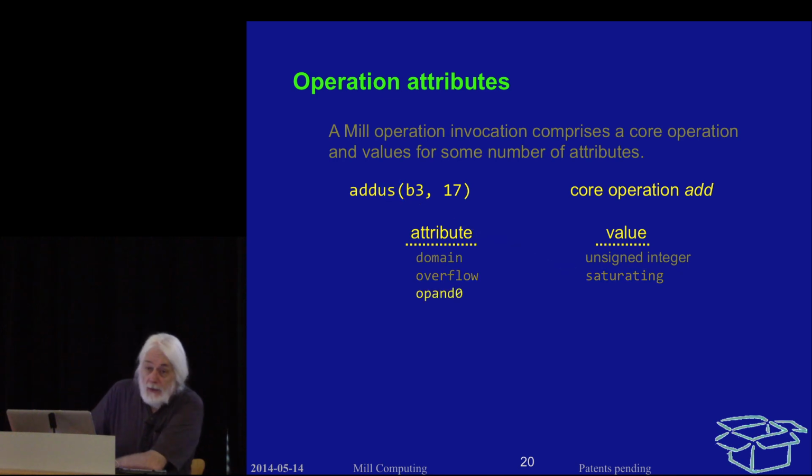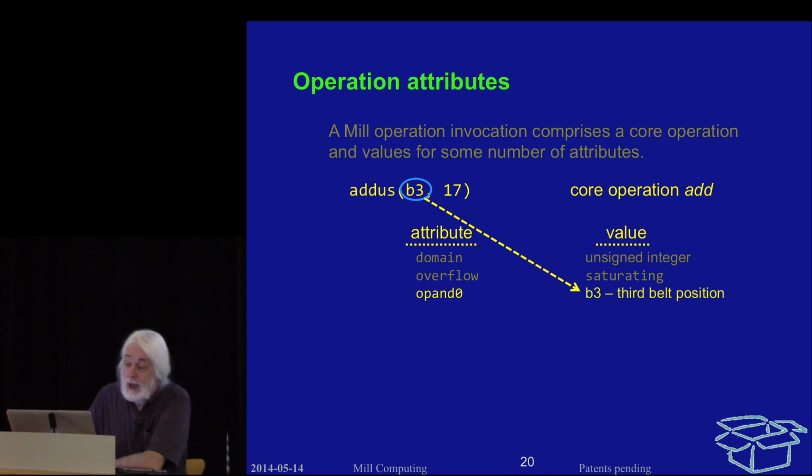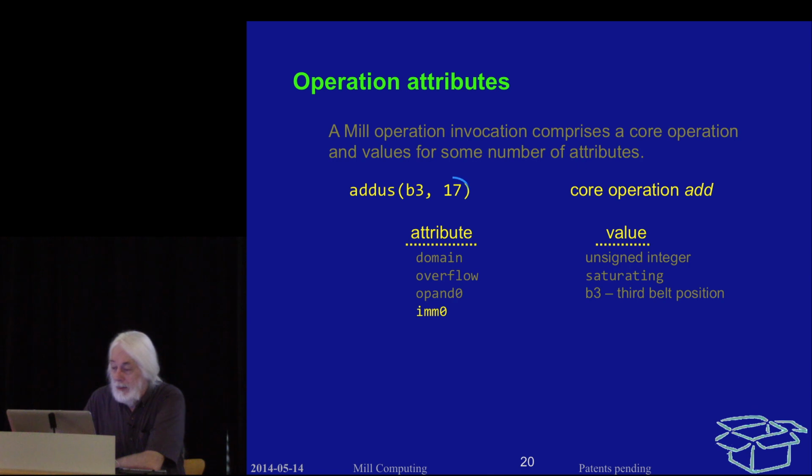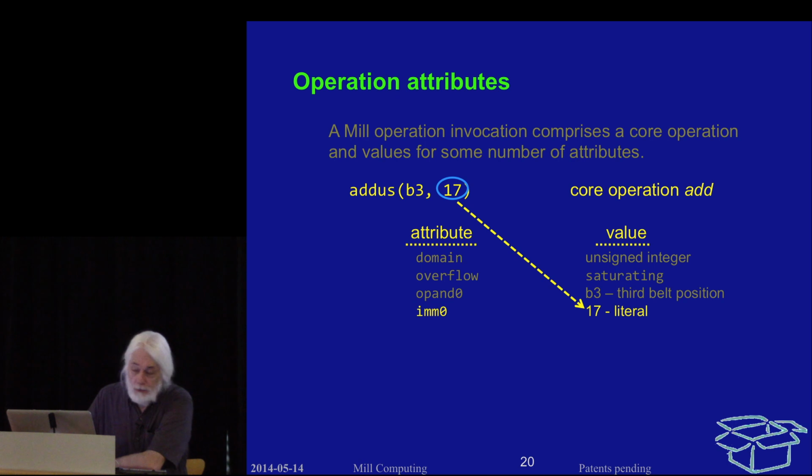The other attributes not coming off of the mnemonic, for example, the first argument, whose attribute name is opand0, says I take the value from the third, indexing from 0, belt position. And similarly, m0 says the value 17 there is a literal. So this is an add immediate unsigned using saturating arithmetic, and that's how you specified it.